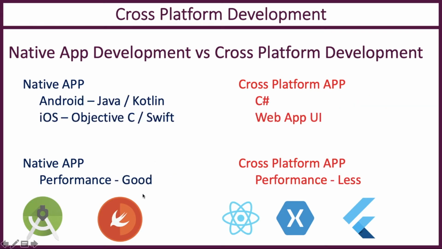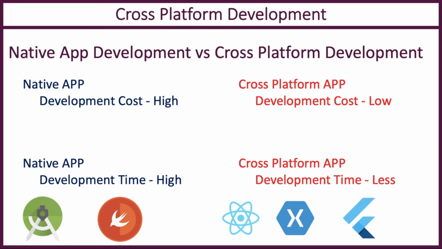When comparing the performance between native application development and cross-platform development, native application development has good performance because everything is designed for a particular operating system. Here it is not like that. We have to explicitly code to give the user interface as close as possible to the native application. So the performance of cross-platform development is less when compared to native application development.